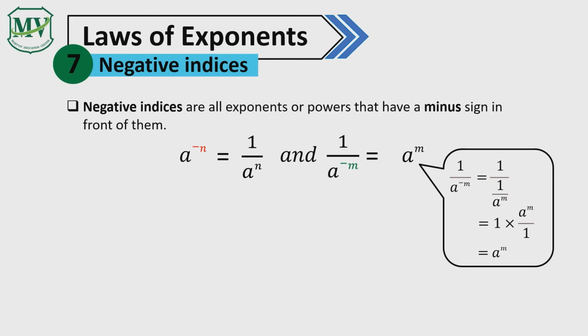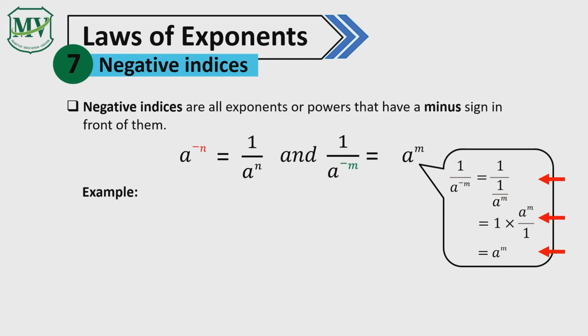Let's clarify the second expression. 1 over a raised to the power of negative m would be equal to 1 over 1 over a raised to the power of m. If you could recall the rule of dividing fractions, we will have 1 multiplied by a raised to the power of m over 1. The result would be a raised to the power of m.